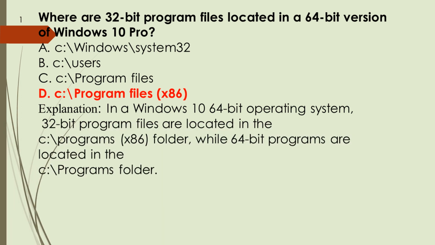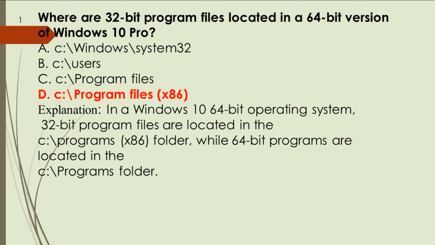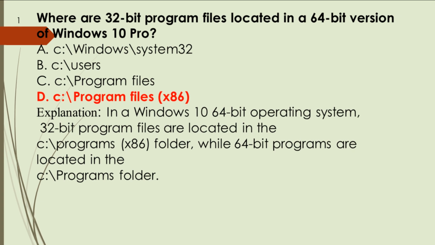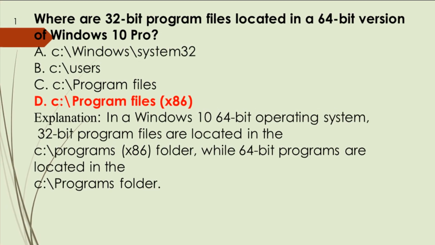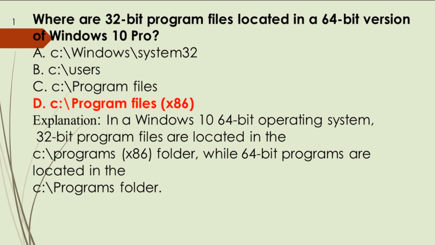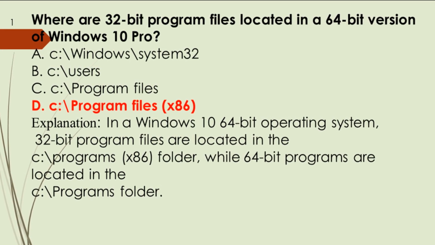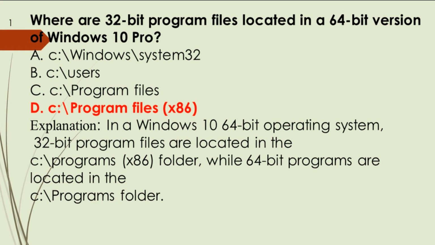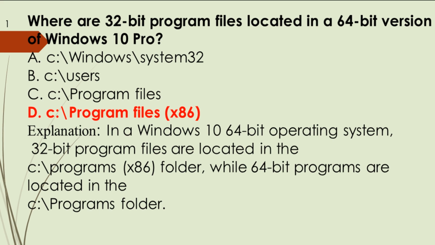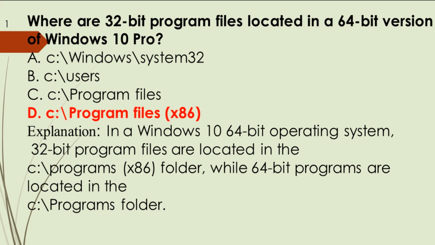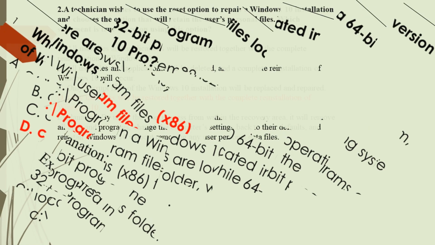Q1. Where are 32-bit program files located in a 64-bit version of Windows 10 Pro? A. C:\Windows\System32. B. C:\Users. C. C:\Program Files. D. C:\Program Files (x86). Explanation. In a Windows 10 64-bit operating system, 32-bit program files are located in the C:\Program Files (x86) folder, while 64-bit programs are located in the C:\Program Files folder.